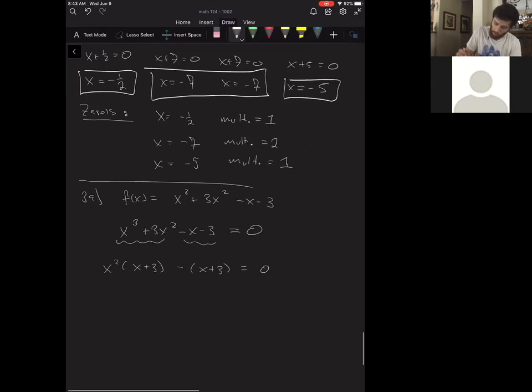But now both of these terms have an x plus 3. There's an x plus 3 here. There's an x plus 3 here. So we could factor that piece out. So from the first term, we're going to be left with an x squared. And the second term, we're going to be left with a 1.